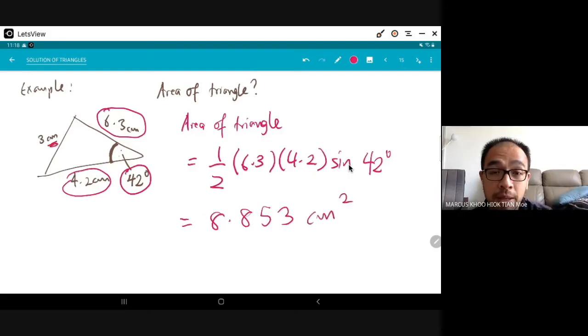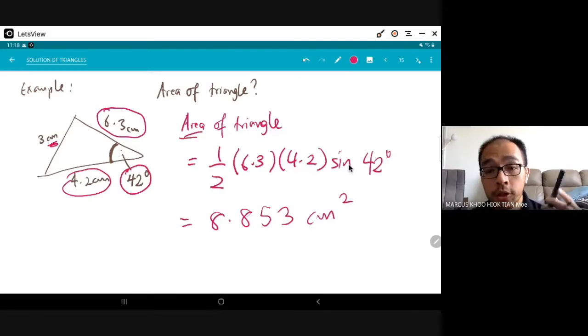Because this is in centimeters, we use centimeter squared. If it is in meters, then you use meter squared. If it is in feet, then you use feet squared. But we don't usually use feet. We usually use meter or centimeter or sometimes kilometer. But just put squared because it's an area of triangle.